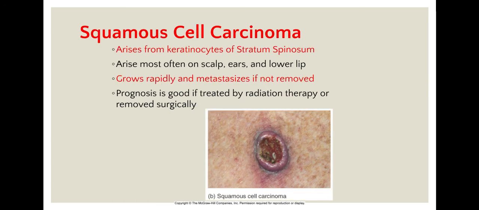Then we move up to squamous cell carcinoma. This is happening in the stratum spinosum, in those keratinocytes. This is happening a lot in the scalp, ears, and lower lips. It can grow pretty rapidly, and it will metastasize if you do not catch it in time. But it does have a very good prognosis as long as you catch it and treat it by surgically removing it and/or radiation.